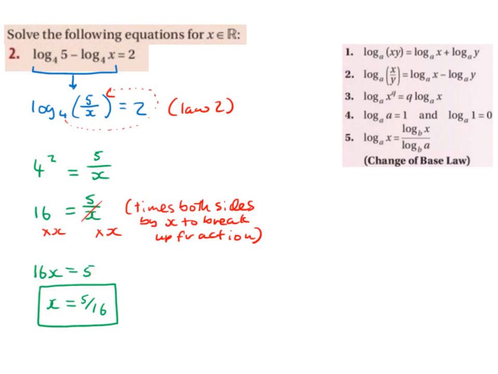So 16x equals 5, so x is going to be 5 over 16. Alternatively, we could have changed 16 into 16 over 1 and cross multiplied and then solved for x.